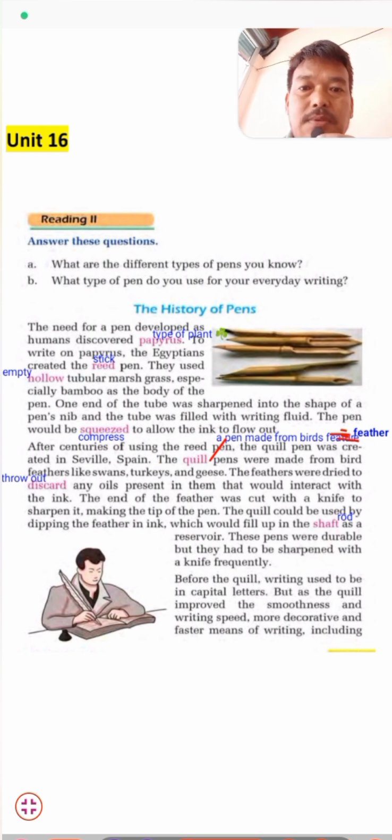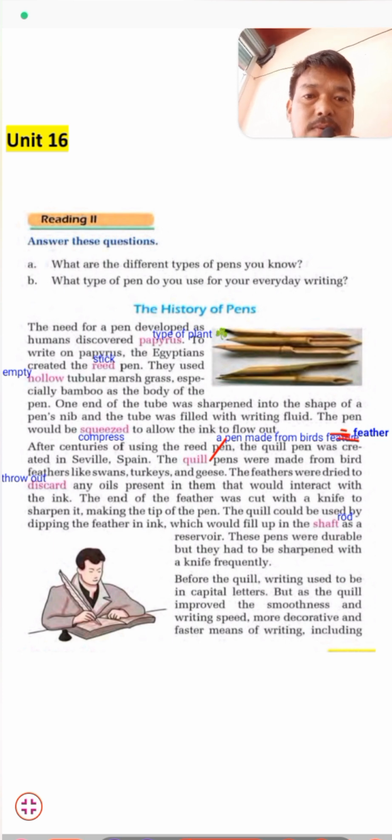The second paragraph. After centuries of using the reed pen, the quill pen was created in Seville, Spain. Students, after using the reed pen for a long, long time, a new pen was introduced that is called a quill pen. Quill means a pen made from bird feathers. The quill pens were made from bird feathers like swans, turkeys and geese.